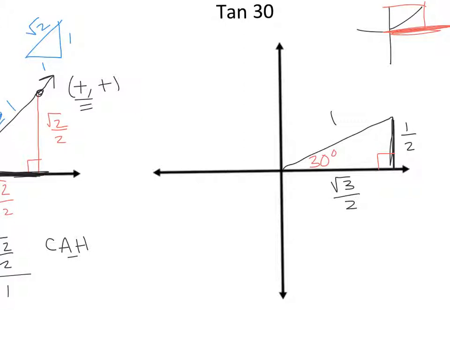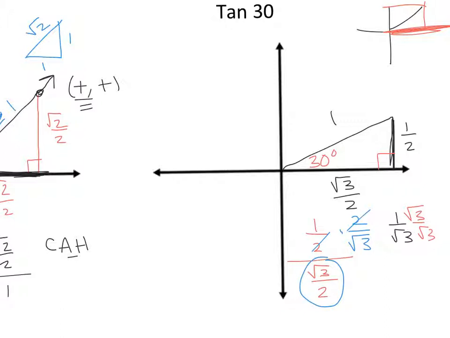So tangent is opposite divided by adjacent. Now, basically what happens is if you have two fractions that are dividing, you're going to multiply by the reciprocal. So the reciprocal of √3/2 is 2/√3. These two cancel out, so then you're going to get 1/√3, and you need to rationalize it, so it's √3/3. So the answer is √3/3. And it's positive in this quadrant.